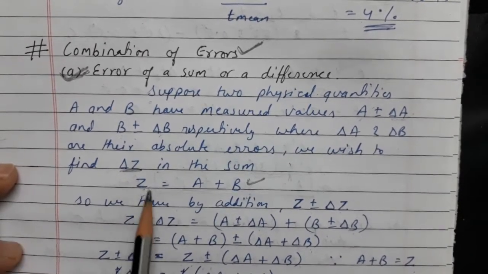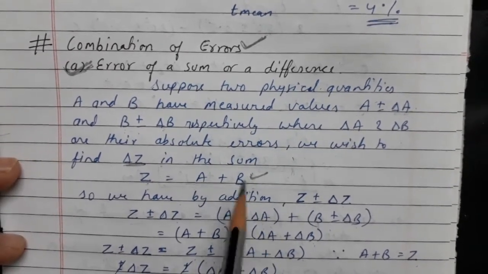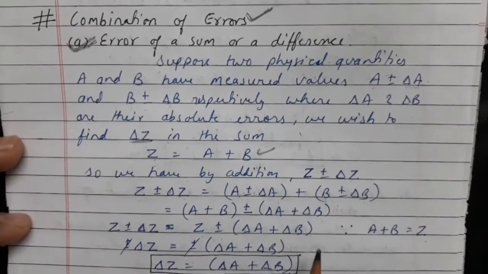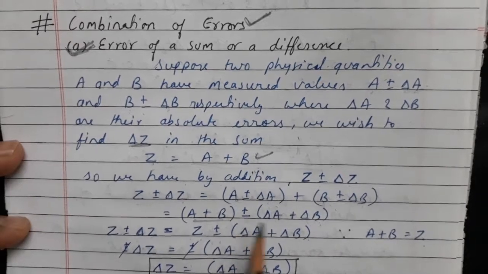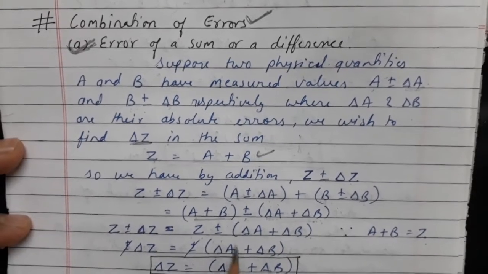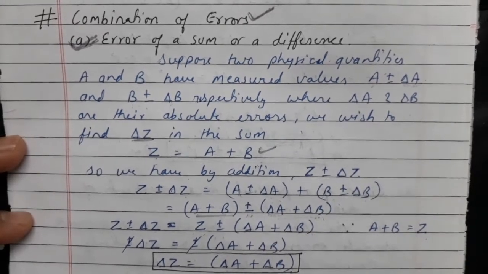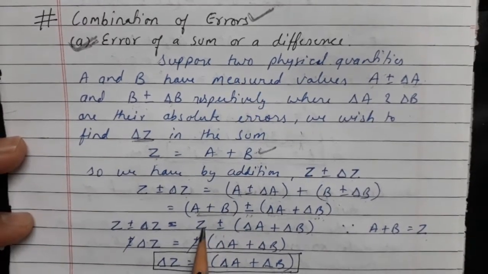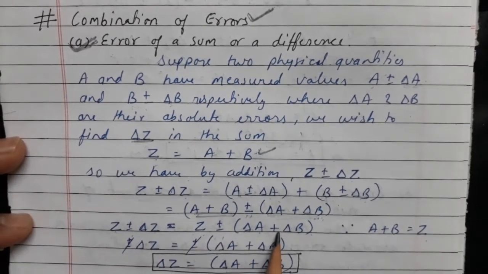So how can we do that? Z can be written as Z plus minus del Z, A can be written as A plus minus del A, and B can be written as B plus minus del B. We'll open the bracket, and it will become A plus B plus minus del A plus minus del B, but what we'll do, we'll take plus minus common out of this. So we'll get A plus B plus minus bracket del A plus del B. But we know that Z is equal to A plus B, so in place of A plus B, we'll write Z. So here we'll get Z plus minus del Z is equal to Z plus minus del A plus del B.